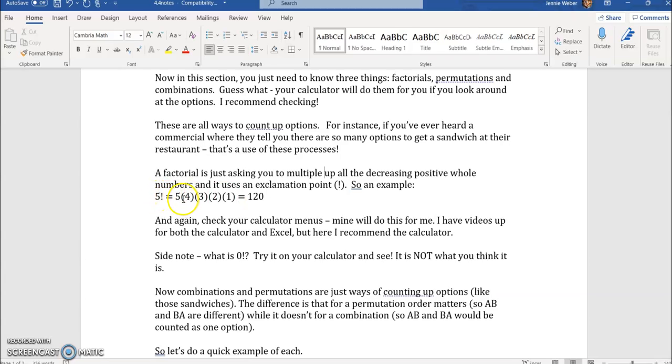Anyways, the point though is you count down by ones. And so if this was 10 factorial, it would be 10, 9, 8, 7, 6, 5, 4, 3, 2, 1. So how do you do this on your calculator and on Excel?